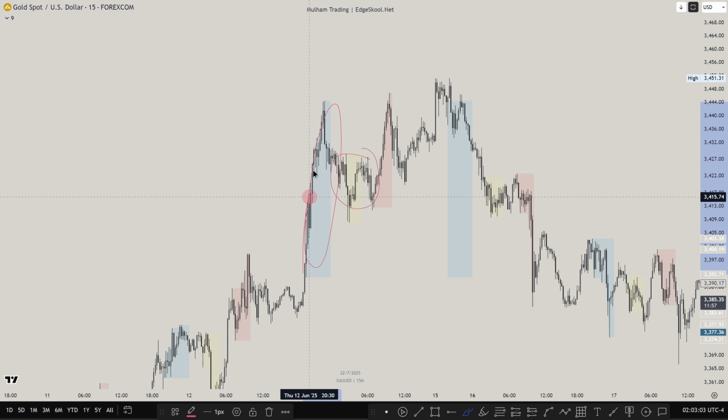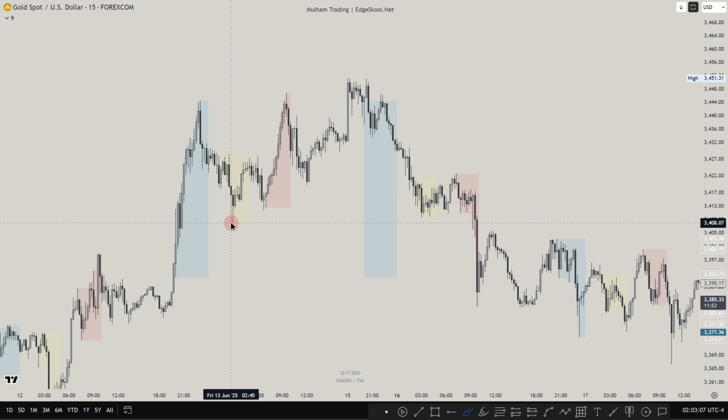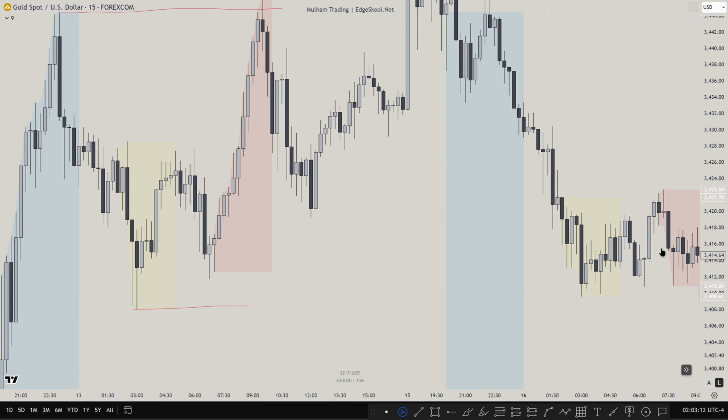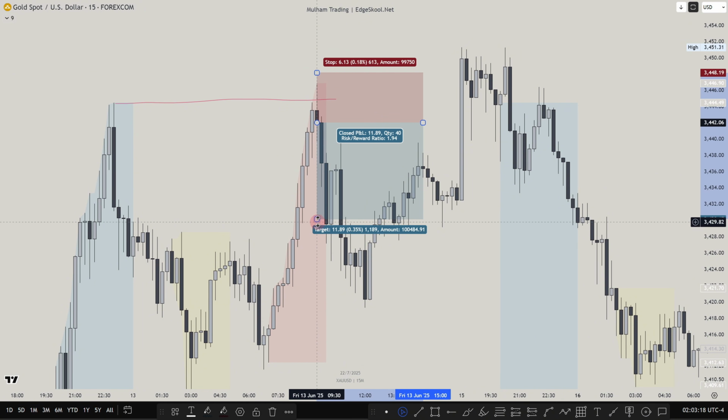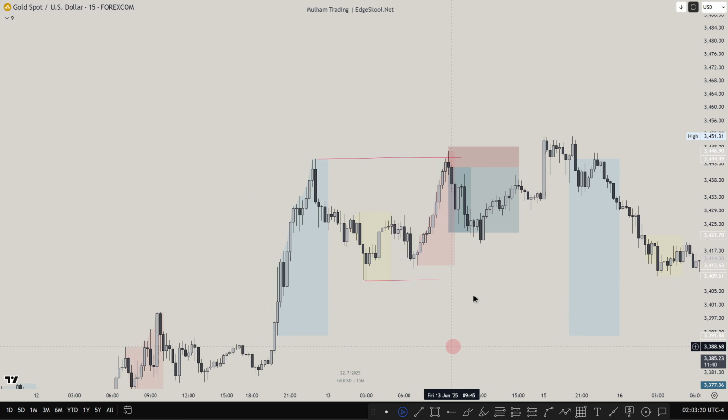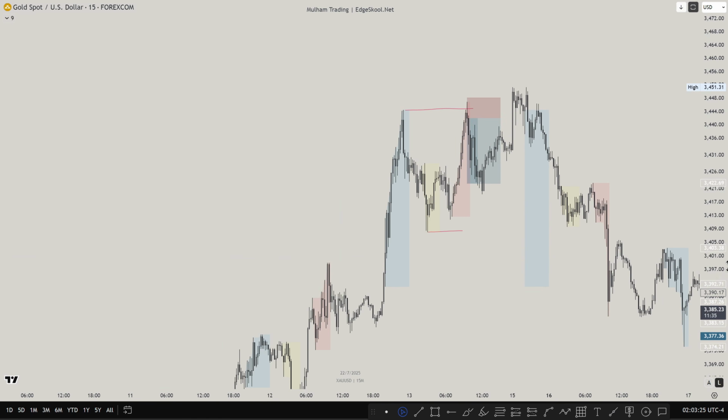The Asian range is huge, London stays inside, and then New York does not take London low, but takes Asia high and then goes lower. So for this one, entry is going to be here, stop loss above the high, okay, and then targeting 3-1. That is a 3-1, and then price reverse going higher, another sweep, and then going lower.